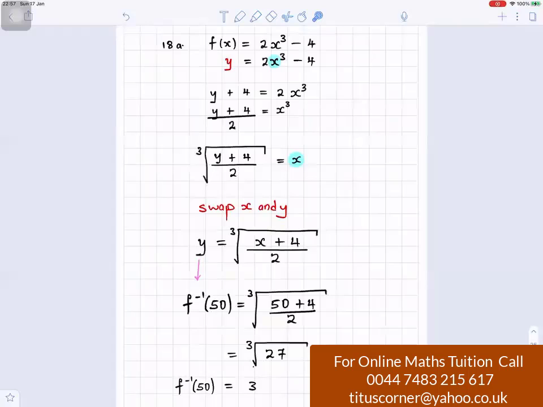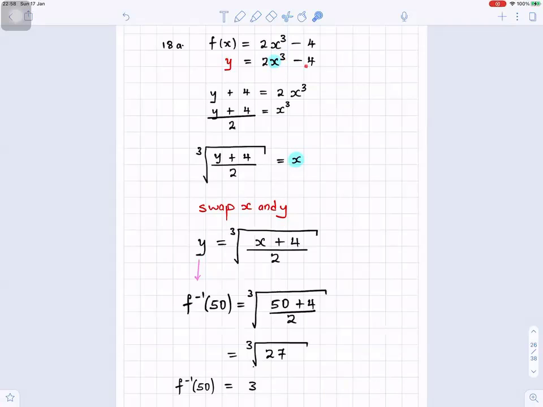Also, for question 18a, where f of x is 2x cubed minus 4, there's another way to do it. You can replace f of x with y. So you write y equals 2x cubed minus 4. And you make x cubed the subject. So take 4 to the left. So y plus 4 equals 2x cubed.